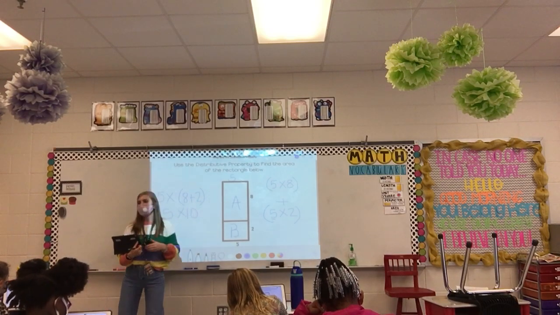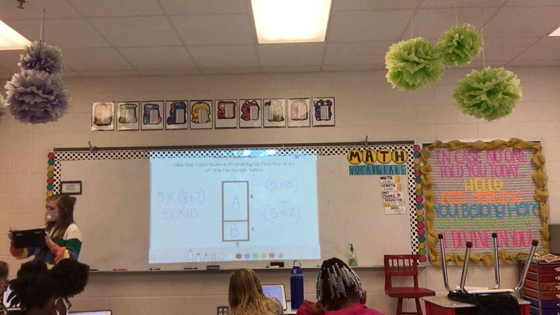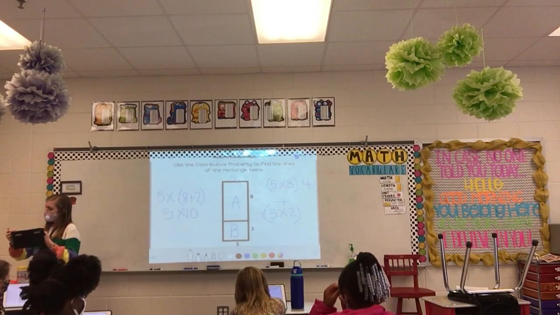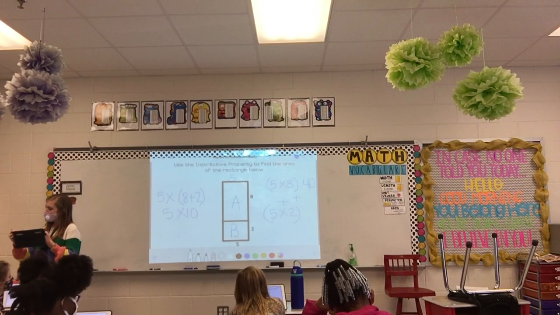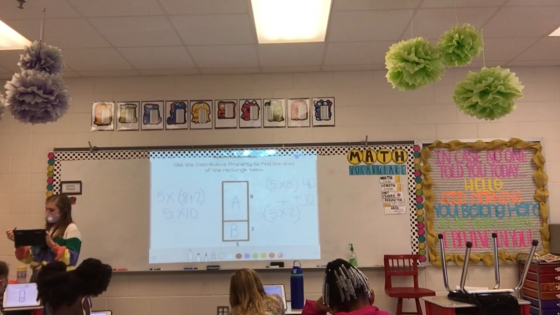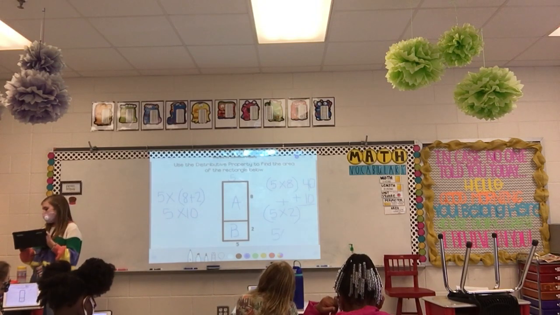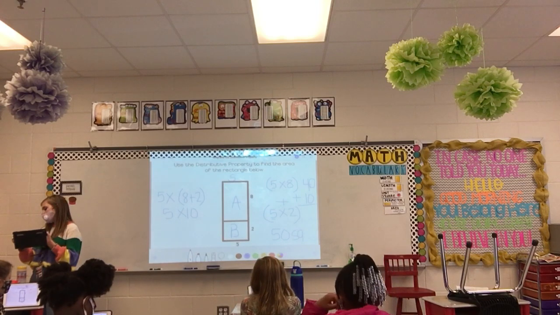All right, let's solve. 5 times 8 is? 40. Plus 5 times 2 is? 10. And that's easy peasy. Our answer is what? 50 square units.